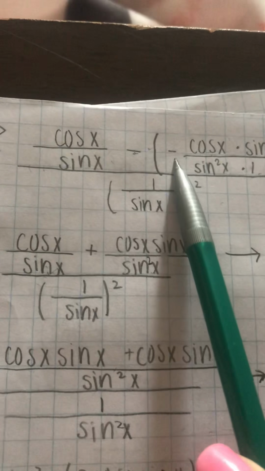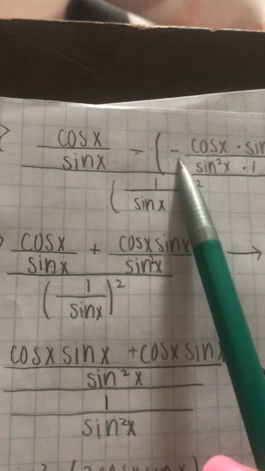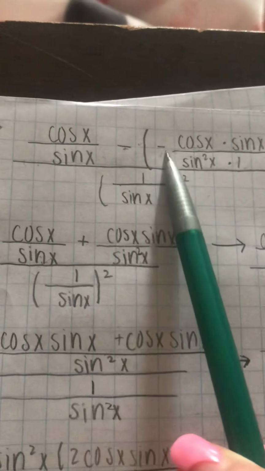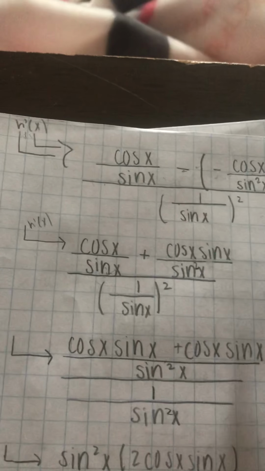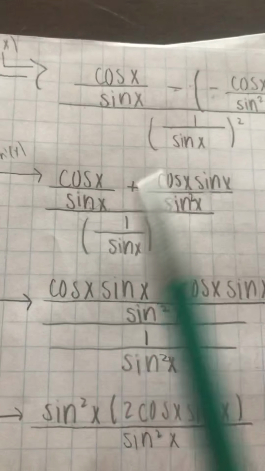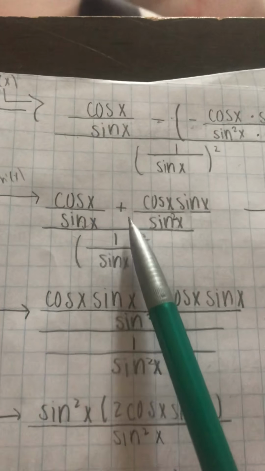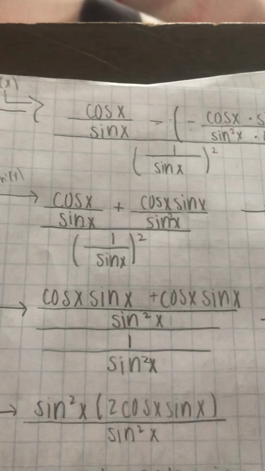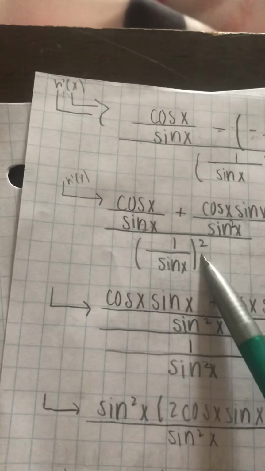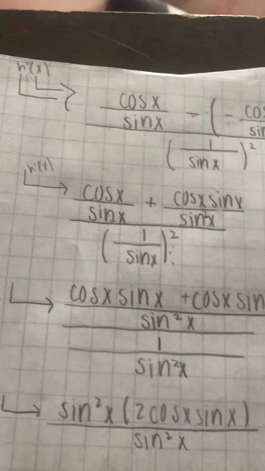But we have this negative in the parentheses and a negative outside. So you have a negative 1 times a negative, which is going to turn it into a positive when you add these together. So it's going to be a positive in the end. So now if you see, I've combined that step. So it's cosine x over sine x plus cosine x times sine x over sine x squared. And that's all over the g of x squared, which is the denominator squared.